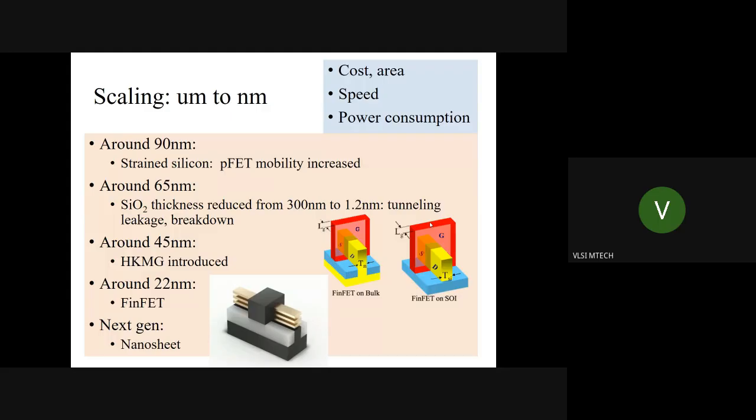Say if we can improve the gate stack somehow, if we can reduce the EOT further. EOT is the effective oxide thickness. So all of that is going on at the moment. I don't see a very stark shift from silicon to some other material immediately. At least from the road map that all the fabs have sent out, for the next 5 to 8 years, I don't see a shift from silicon. But maybe after that.